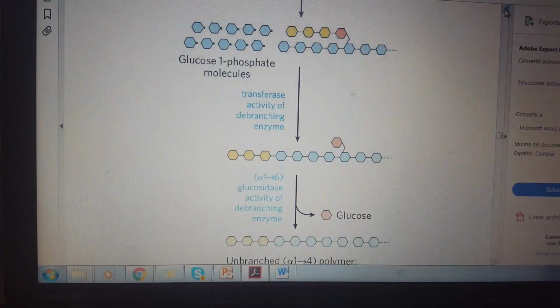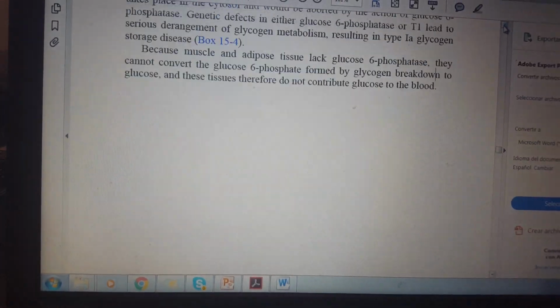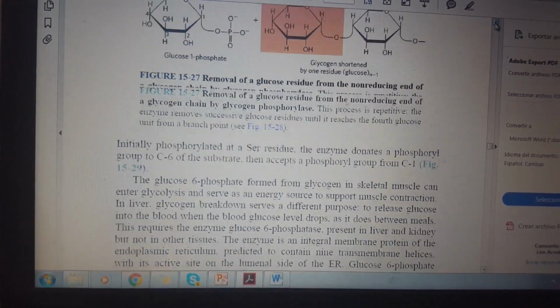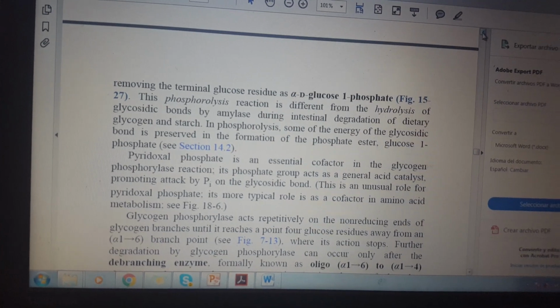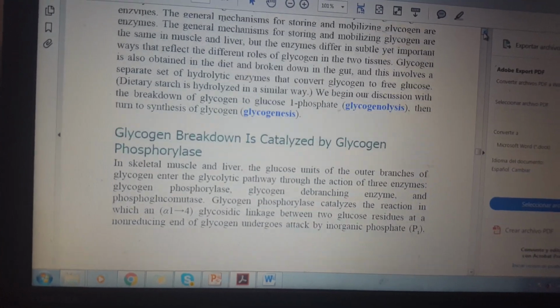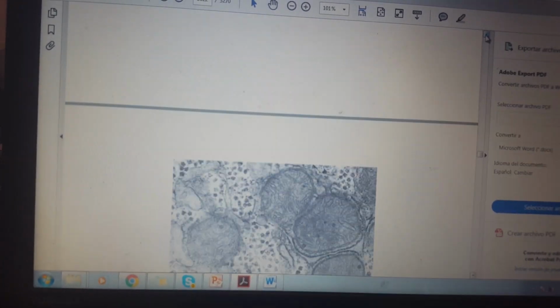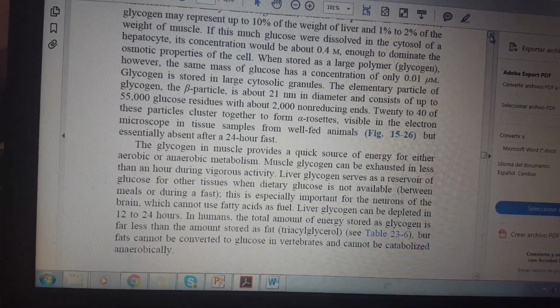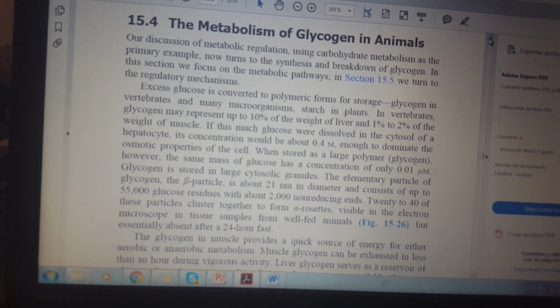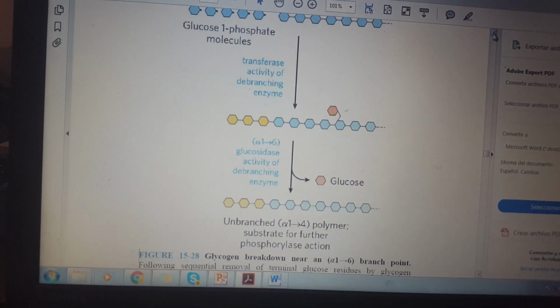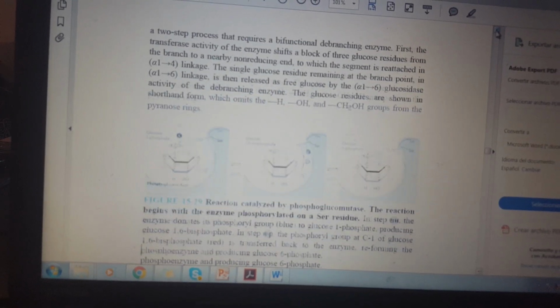But we have a third enzyme, as you remember here. Well, I lost it, but it's around here.